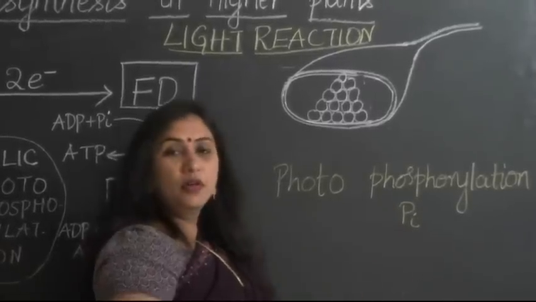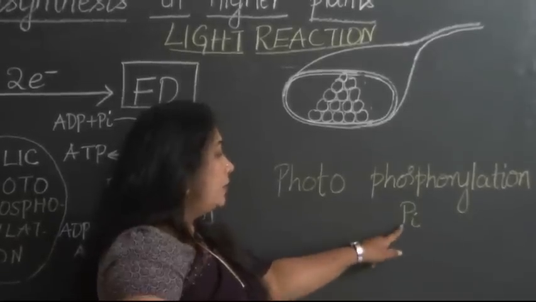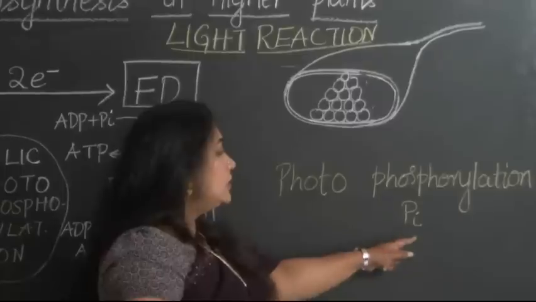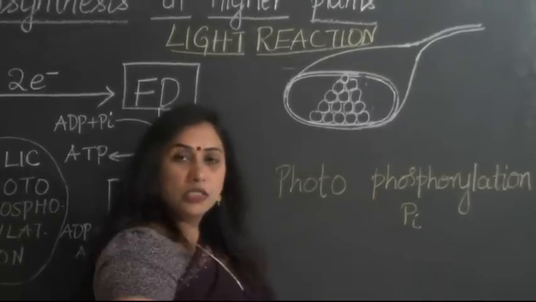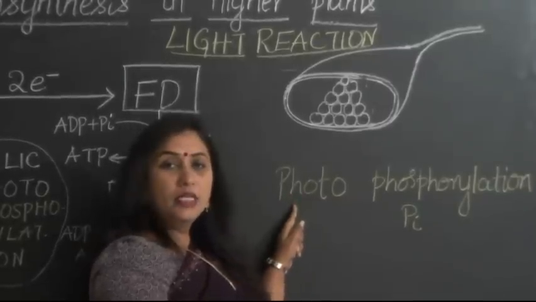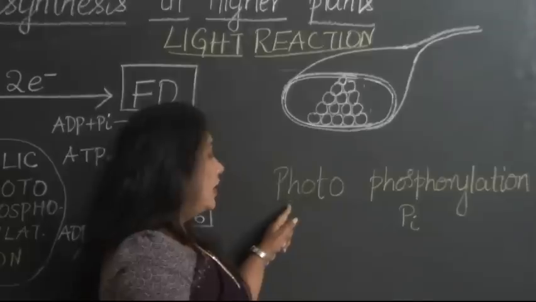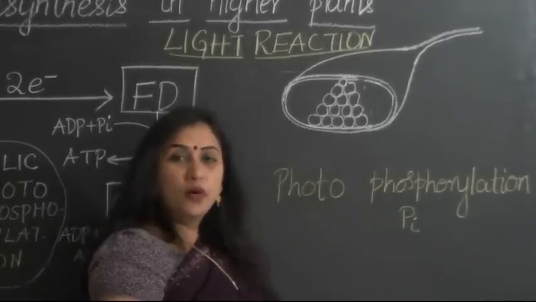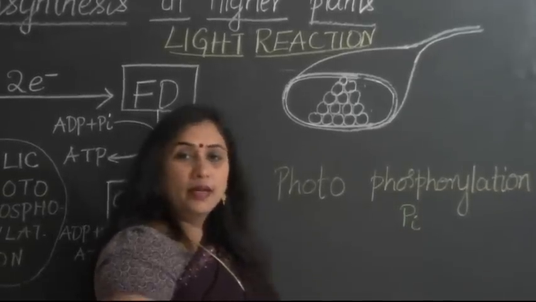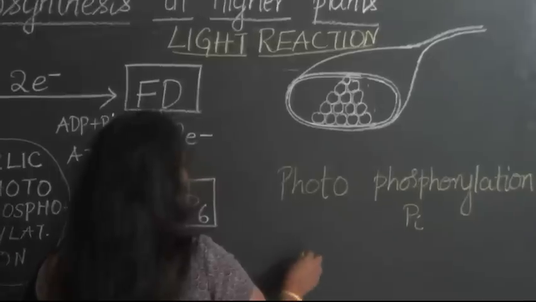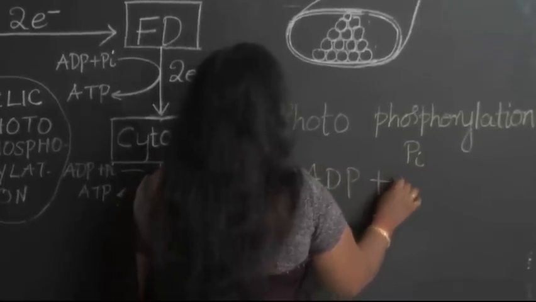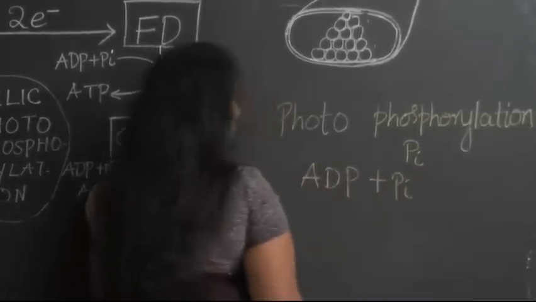Inorganic phosphate is often written as Pi, where P indicates phosphorus, I indicates inorganic. So therefore addition of inorganic phosphate is called phosphorylation, and if this happens in the presence of sunlight, means photons, that means sunlight, then it is called photophosphorylation. To where is this inorganic phosphate getting added? It is getting added to a molecule called ADP. ADP adds with this inorganic phosphate.